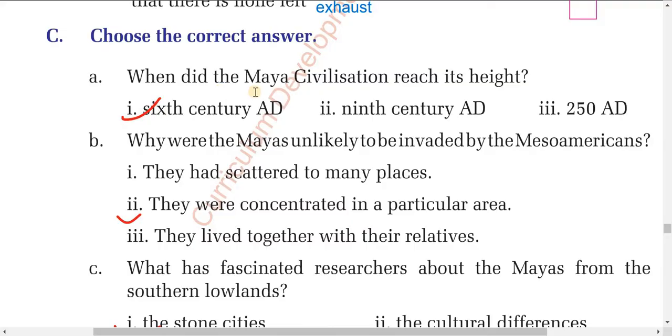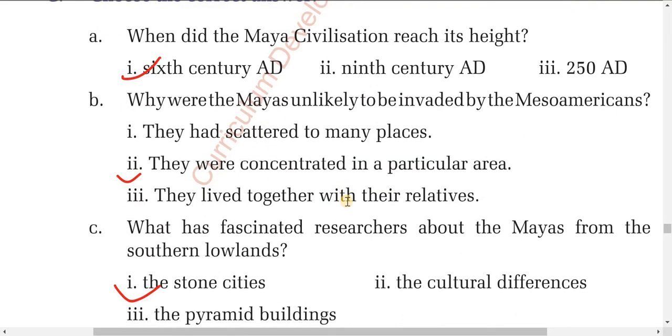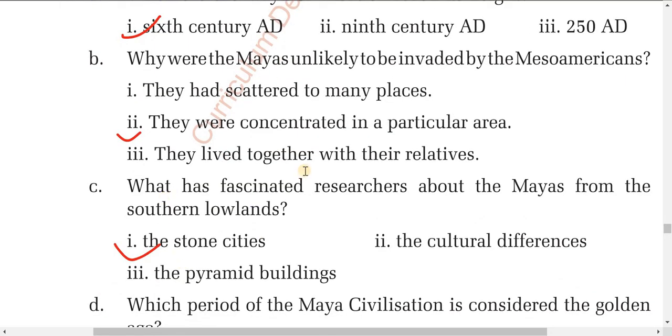When did Maya civilization reach its height? 6th century AD. Maya civilization reached its height. Okay, now why were the Mayas unlikely to be invaded by the Mesoamericans? So they were concentrated in a particular area. Now, okay, next one. What has fascinated researchers about the Mayas from the southern lowlands? The stone cities.